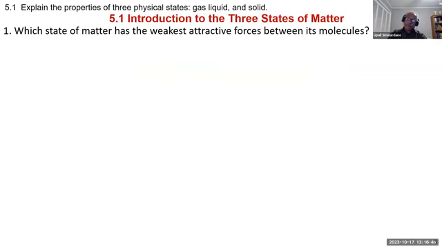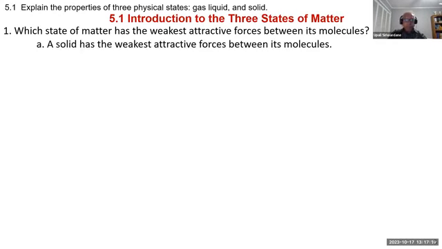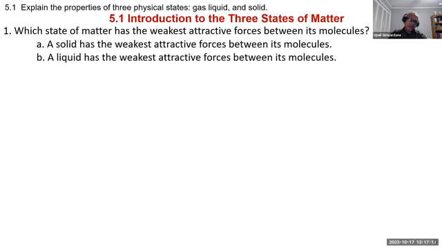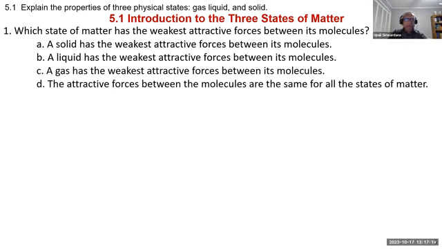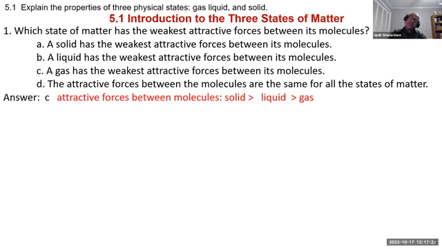Let's look at some problems. Which state of matter has the weakest attractive forces between its molecules? There are attractive forces between particles in the solid and liquid phases. In the gaseous phase, there's no attraction. Therefore, the weakest attraction is in the gaseous phase. A gas has the weakest attractive force between its molecules. See the correct answer. Attractive forces are strongest in solids, then in liquids, and weakest in gases.